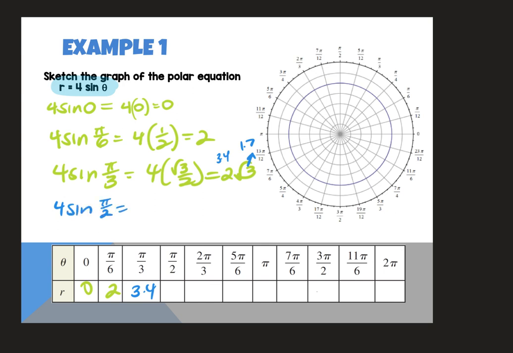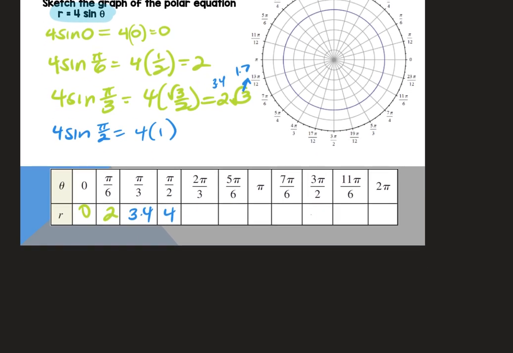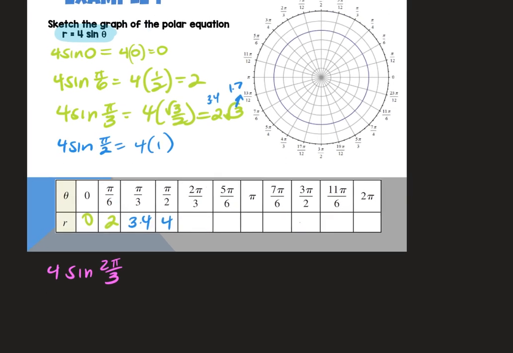And I keep going. What's the sine at pi over 2? 1. Then I keep going. 4 sine 2 pi over 3. What happens to my positive negative sign on sine as I go into the second quadrant? It's your y, right? Does your y change sign in the second quadrant? It's positive. So these values are going to stay the same as they were the first time at the over 3s, the over 4s. I mean, all of it would be the same.